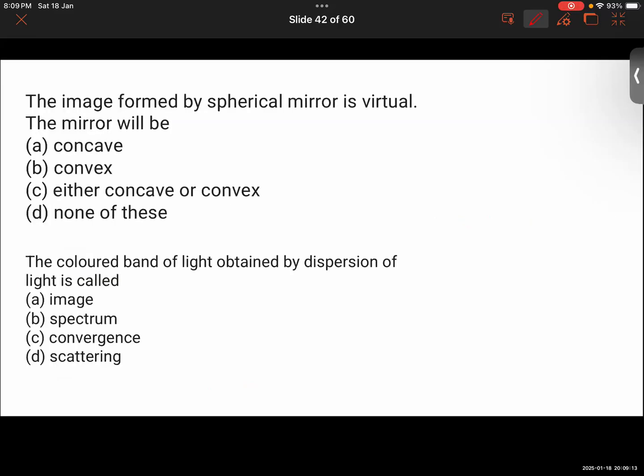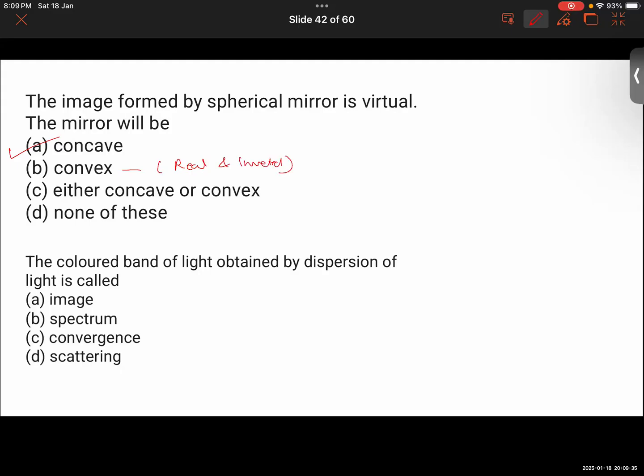The image formed by a spherical mirror is virtual. What will be this mirror? It's virtual. Moments ago we have learned this. It's the concave. Very good. Because just right now I told you that convex mirror always forms real and inverted. So concave mirror is the right answer.